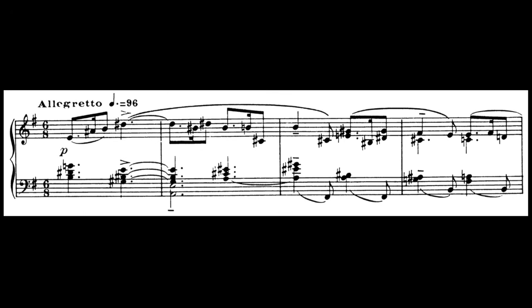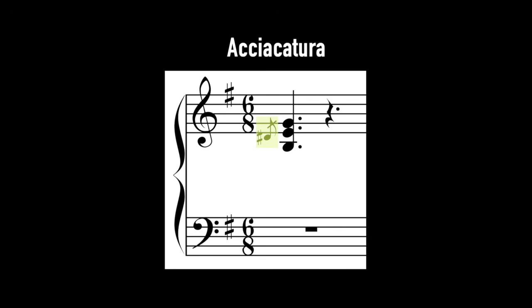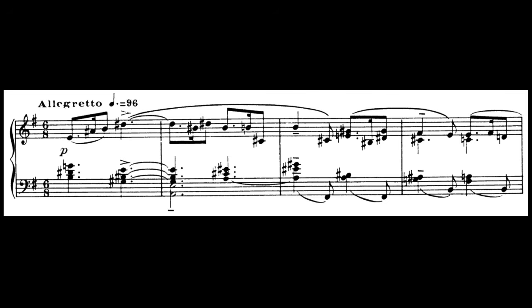Already in the first bar, we don't get a simple E minor chord in root position, but a 6/4 chord with what could be imagined as an acciaccatura D sharp going to E, but played simultaneously. This idea is repeated almost immediately in the melody with a chromatic appoggiatura on the A sharp, which leads to B.